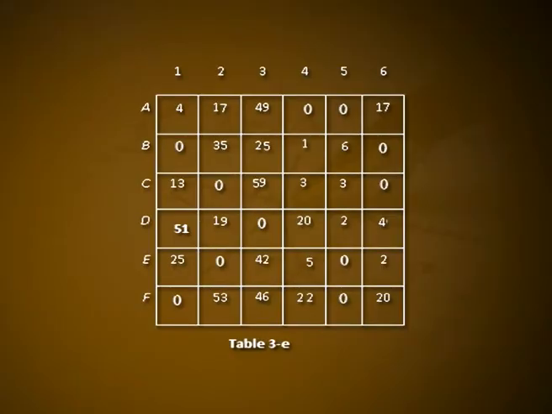Since the number of lines drawn, 5, is less than the order of the matrix which is 6, we go to step 6. Now, the smallest of the elements that do not have a line through them is 4. Subtract this element 4 from all the elements that do not have a line through them. Then add this element 4 to every element that lies at the intersection of two lines. Leave the remaining elements unchanged. Thus, we get the matrix given in table 3E. Again repeating steps 2 and 3, we make the 0 assignments and get the matrix shown in table 3F.